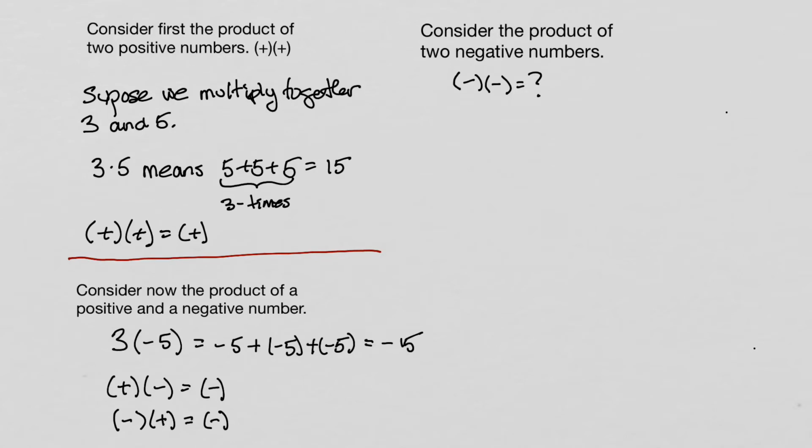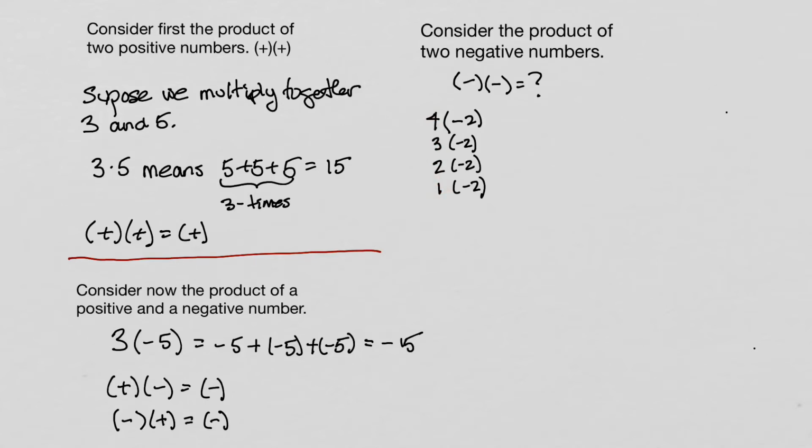Well, here's how we can think about this. Let's look at a pattern. I'm just making these numbers up now, but I'm going to write a pattern. 4 times negative 2, 3 times negative 2, 2 times negative 2, 1 times negative 2. So you can see what I'm doing here. I'm just multiplying negative 2's by 4, 3, 2, 1. I'm decreasing this multiplier by 1.